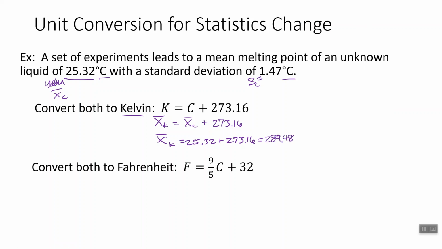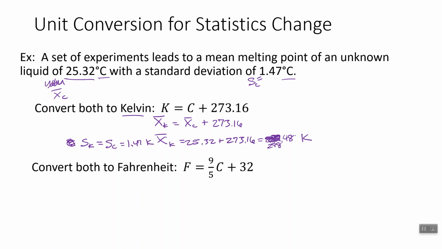289 or 298? I think I've switched those. 298.48. Yeah, I can read. All right. Our standard deviation, though, will not change because we're only adding or subtracting. So our standard deviation for K, that's right, I'm using S. S sub K will be the same as S sub C. Will still be the 1.47, and now it will just be in Kelvin. And this would be in Kelvin.